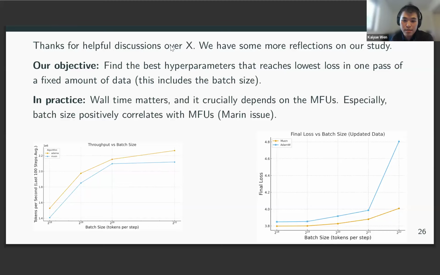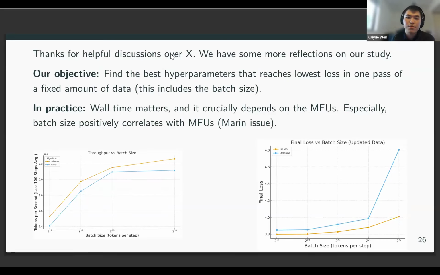Is it sensitive to hardware? Yes, it is definitely sensitive to the hardware setup. To give a rough picture, with less hardware you will prefer a smaller batch size, and with more hardware you will prefer a larger batch size to fully utilize your hardware.